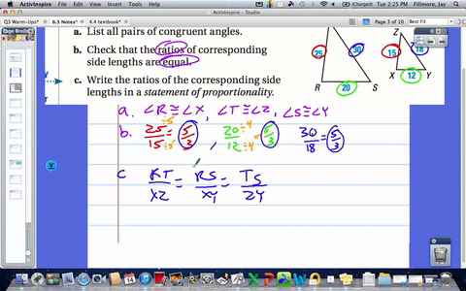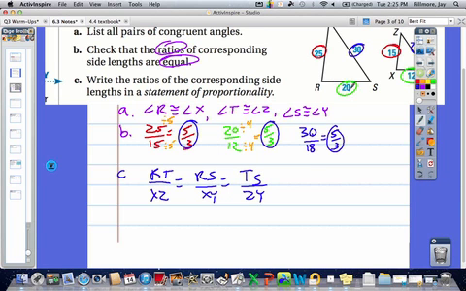We're just writing our proportions without the numbers. We're writing them just with the labels. So RS instead of 20, XZ instead of 15, etc. Let's keep going.